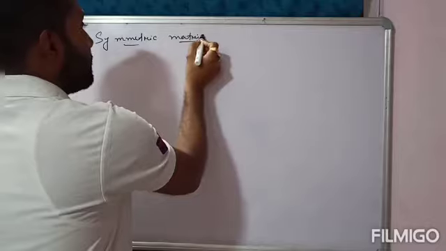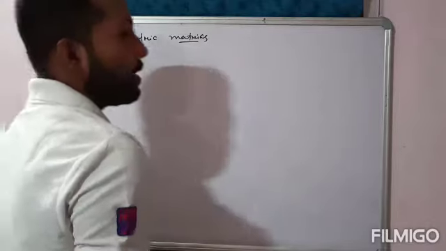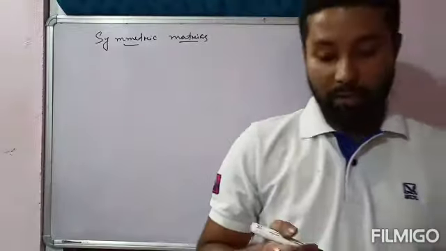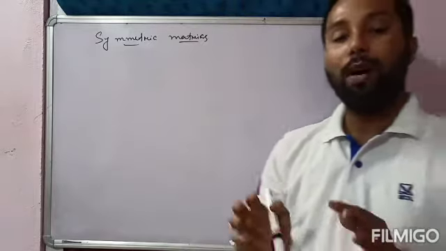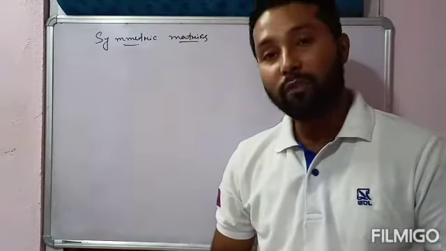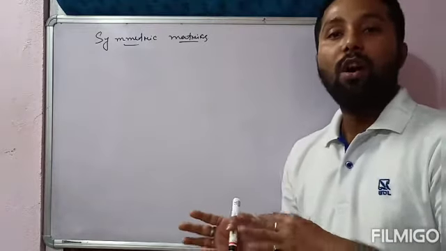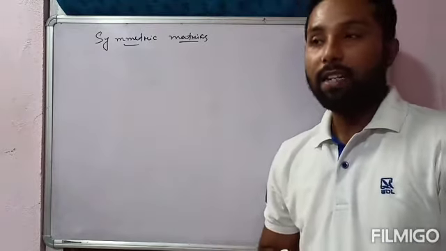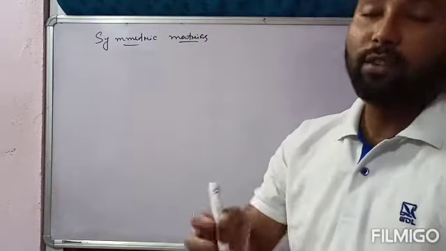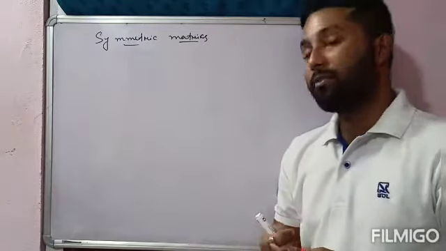Symmetric matrix. So what is a symmetric matrix? First of all, you should know what is the transpose of a matrix. Transpose of a matrix means interchanging the rows and columns of a matrix. Okay? Transpose means interchanging rows and columns of a matrix. Now what is a symmetric matrix?